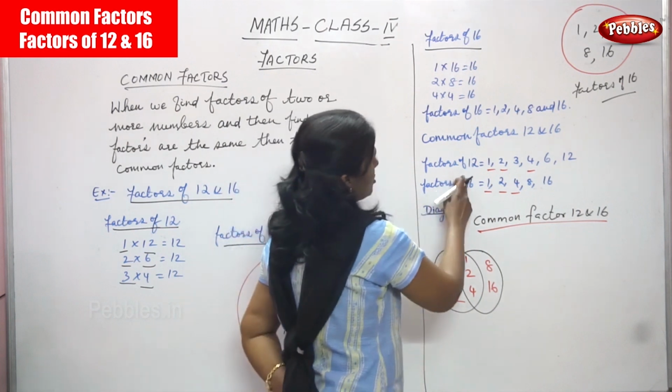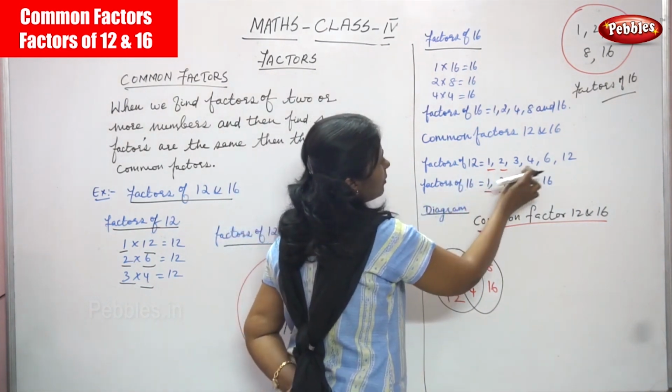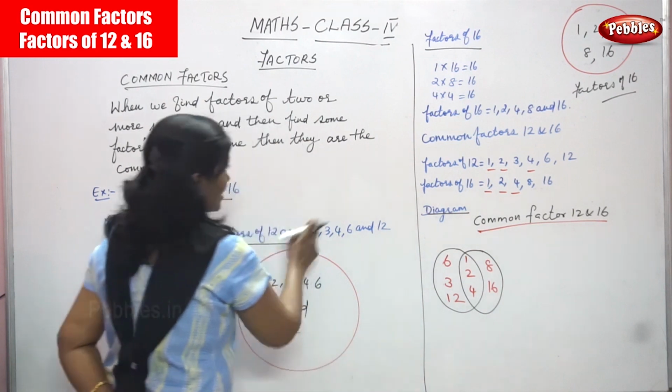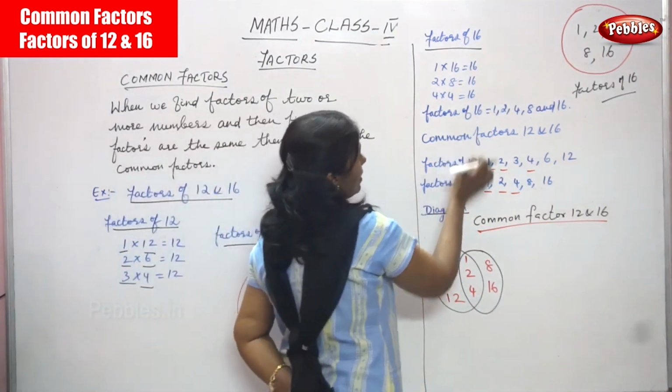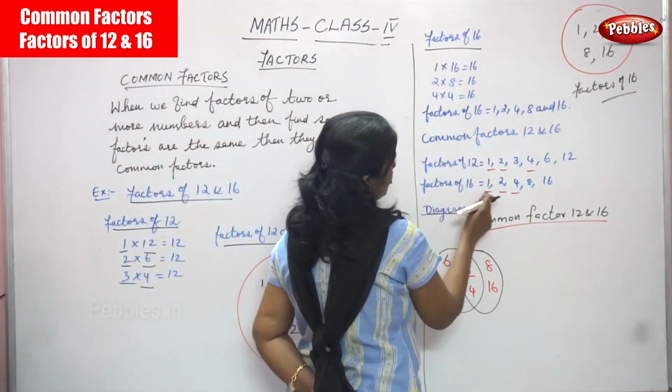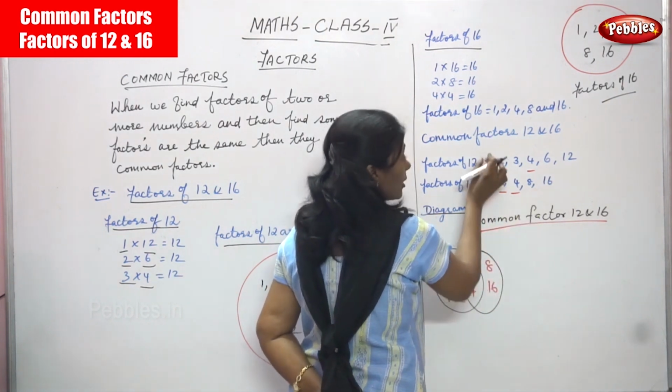So factors of 12. I've written again 1, 2, 3, 4, 6 and 12. I have written the same answer here also. Factors of 16, I just write it below: 1, 2, 4, 8 and 16. So what are the common factors?